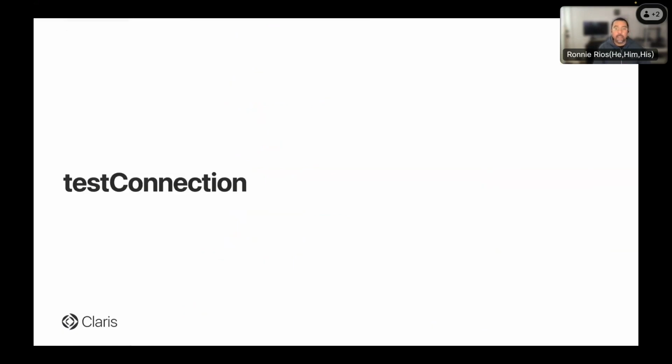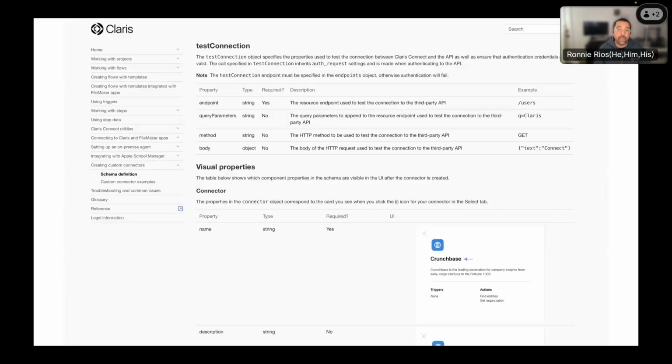So let's go to the next one, which is test connection. So this does exactly what the name implies. This allows us to specify how do we want to test the connection. So you know that when you're adding a connector and you put in your credentials, you have an option in Claris Connect to test it. And this is how we're going to tell Claris Connect what call are we going to make in order to test that connection. So this object again specifies what is the call, what is the request that Claris Connect should make to the API to test that connection, make sure everything is okay.